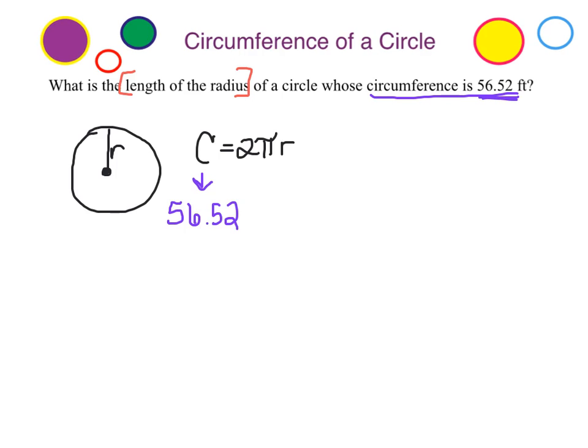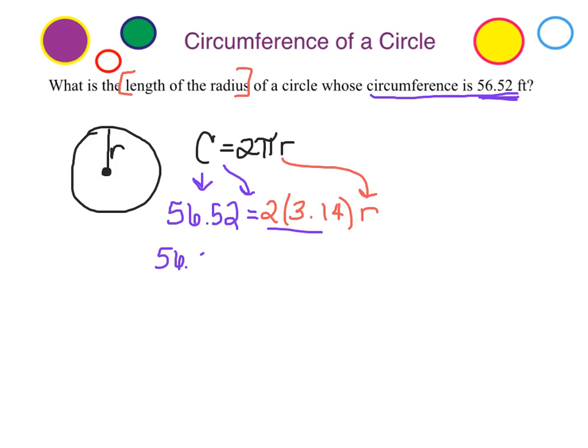Follow the formula. This circumference equals 2 times pi, 3.14, times r. I don't know what the radius is though, so I'm going to write r. I'm going to leave the variable there since I don't know what it is. Now I see on the right side that I can multiply these two numbers.